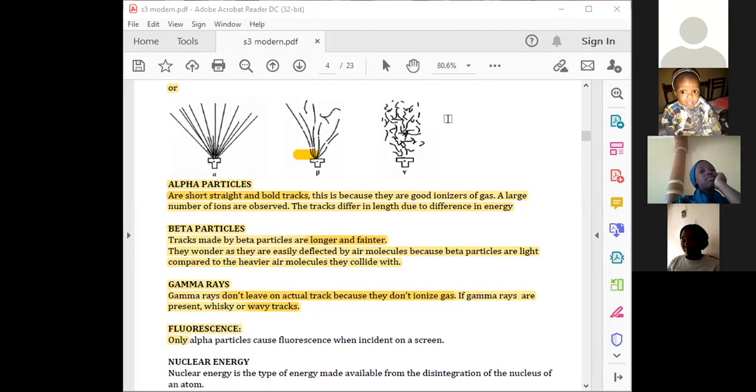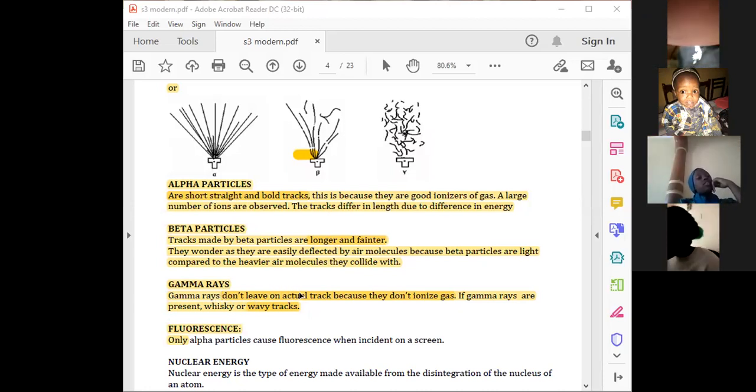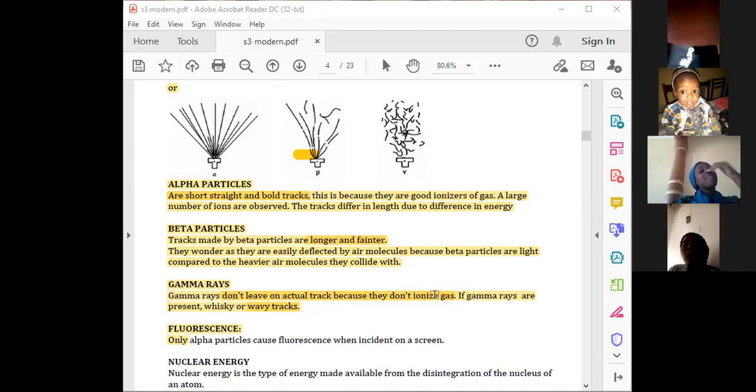Okay. What is process? Process here we are claiming. Now I said gamma tracks do not need any actual track because they don't ionize the gas. That's why I said these are the worst of ionizers. When the gamma ray is present, then track is formed on the screen.